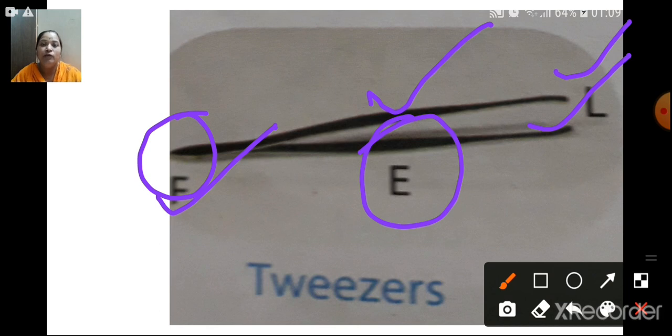So children, today we discussed all the three types of levers in detail with their examples, along with the positions of fulcrum, effort and load. Now today's homework is you have to learn the examples of all the three types of levers along with the principle of all the three types of levers.